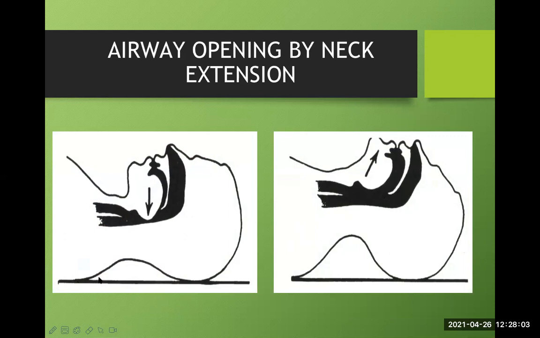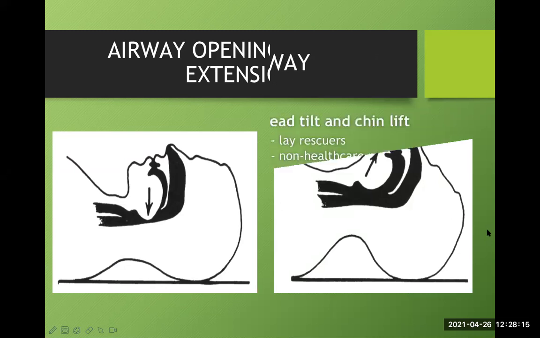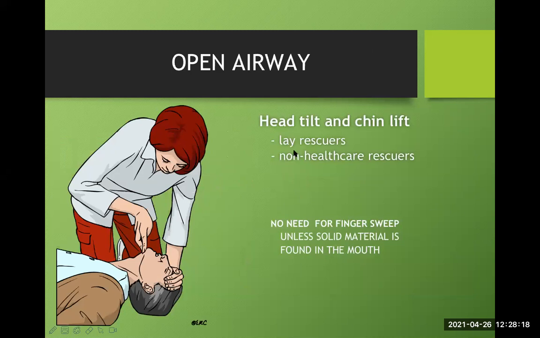And if you have a small fold of towel or any cloth, you can keep that fold of the towel or cloth on the shoulder area, so it will really maintain that position. So this is head tilt and chin lift maneuver.